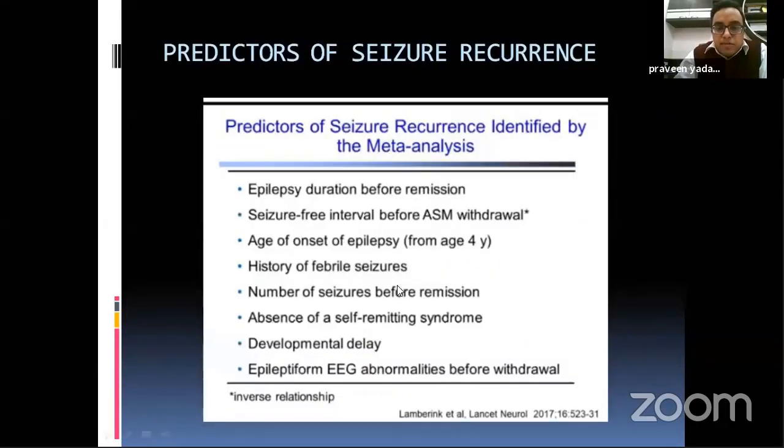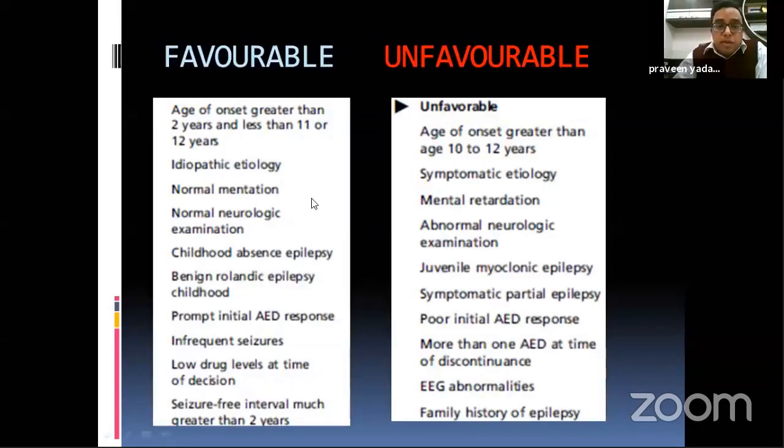And this is a meta-analysis published in Lancet in 2017, which says that the epilepsy duration before remission, the seizure-free interval before the drug withdrawal, the age of onset of epilepsy, the history of febrile seizures, number of seizures before remission, absence of self-remitting syndrome, developmental delay, and EEG abnormalities. All this has to be taken into consideration, and these are the seizure predictors whenever you are stopping the medications. This is from Continuum, which gives us favorable and unfavorable groups of people where you should be careful.